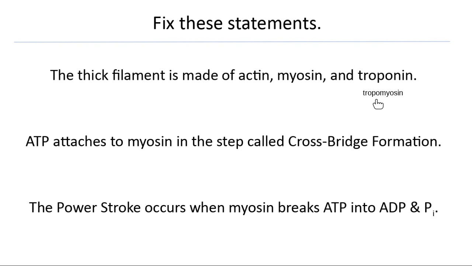So tropomyosin, I like to call it the wet spaghetti noodle. It's the one that's sitting directly on top of the places where myosin would attach to actin. It actually blocks the sites. But like a wet spaghetti noodle, it's not going to stay in place unless we have something that will hold it there. So what holds tropomyosin in place is my pushpin protein called troponin.